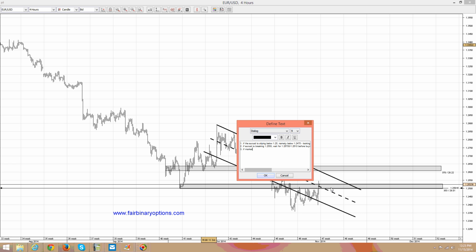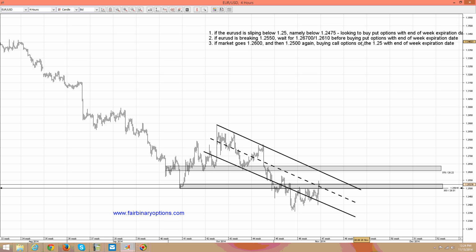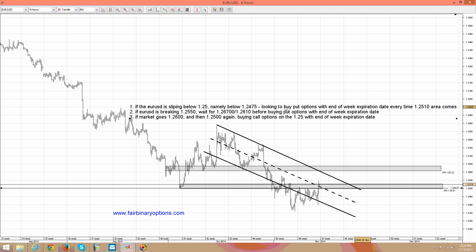If the market goes to 1.26, we buy put options, and then at 1.25 again, buying call options on the 125 with end of week expiration date as well. So basically the principle of ping pong is explained here in this trading plan on the Euro-US dollar.